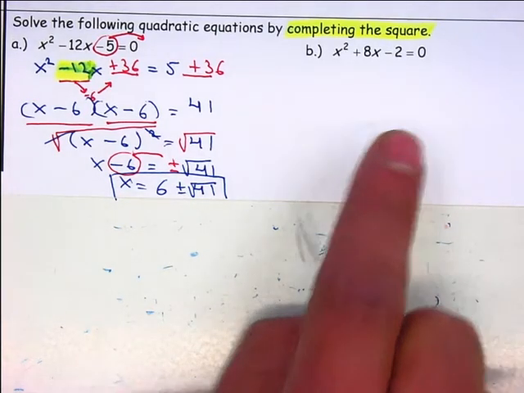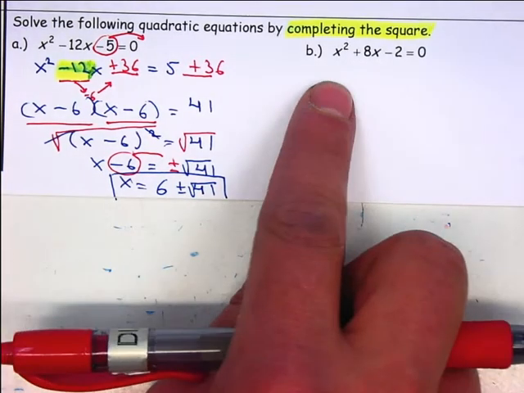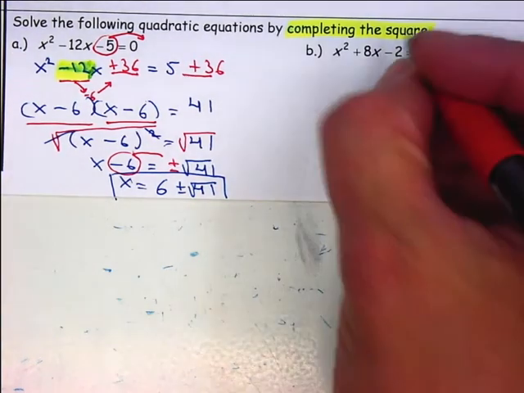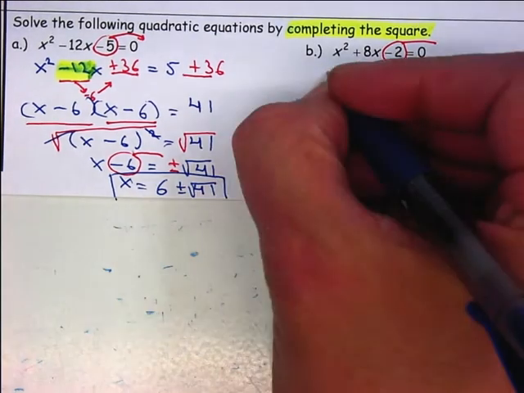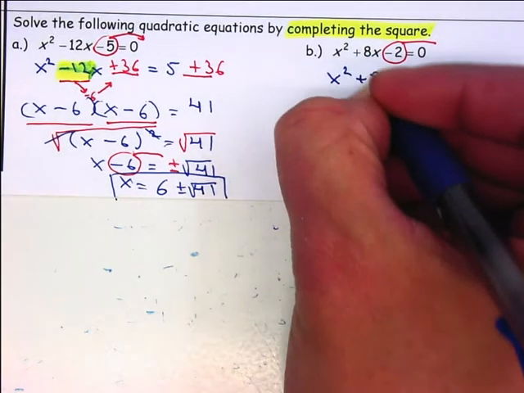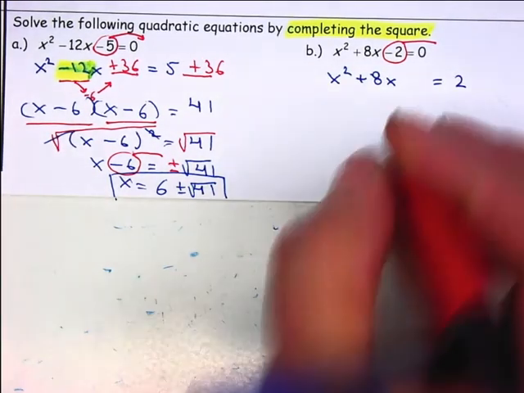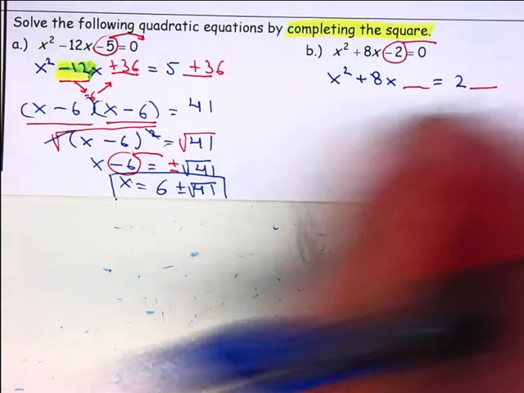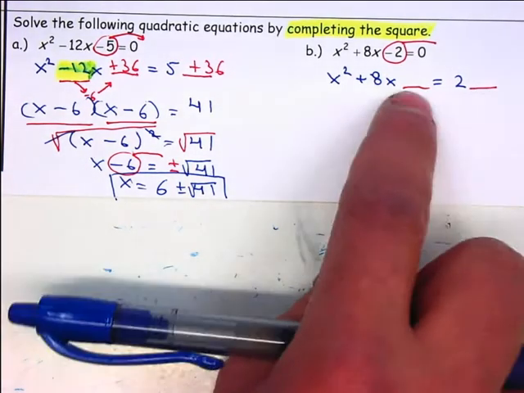Let's do one more. Letter B. Remember, you want to leave your x's on the left. You want to move your number to the right hand side. That'll give me x squared plus 8x. I'm going to leave some space, and this becomes a positive 2. Don't forget to write down your dashed red lines as well.